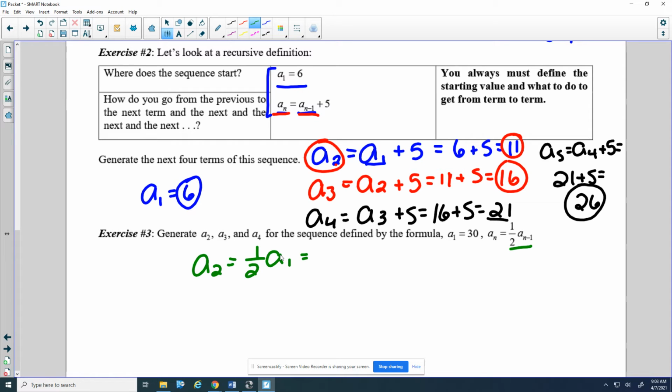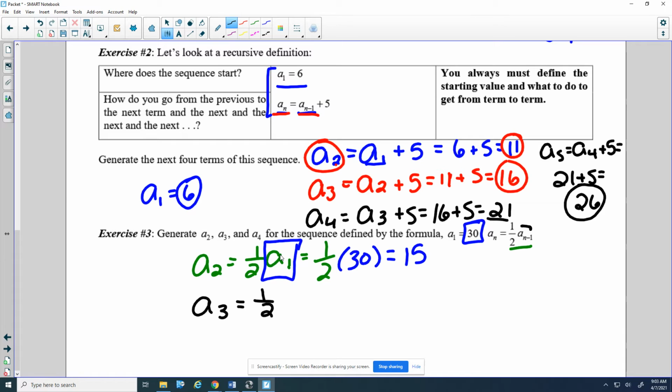That's a big thing. If you're going to get confused, you need to know the subscript numbers are not a number that you calculate with. They're telling you what term to look at, okay? So they don't get multiplied by anything. A sub 1 is a value, and that value is 30. So that's 15. I'm doing 1/2 times the last term. The last term was 15, so 1/2 times 15 is 7.5.